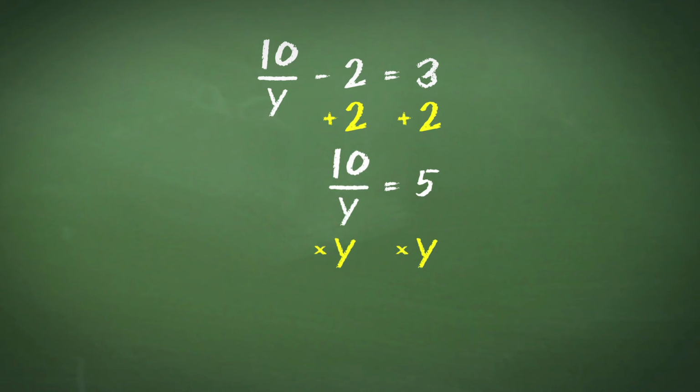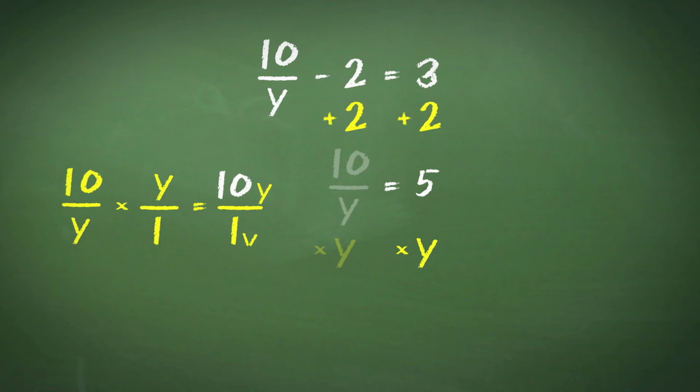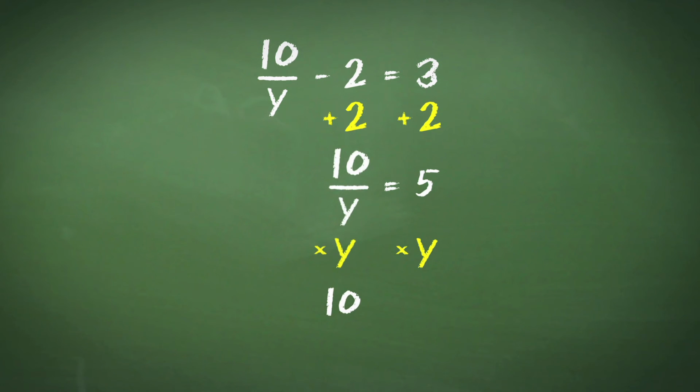5 times y. So on the left-hand side, if we put everything into a fraction format, we have 10 over y times y over 1, which equals 10y over 1y, which cancels down to 10 over 1, or just 10. So on the left-hand side, we have 10. And if we multiply y by 5, we get 5y. So we have 10 equals 5y.